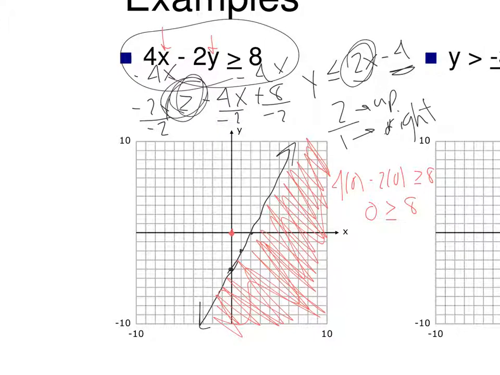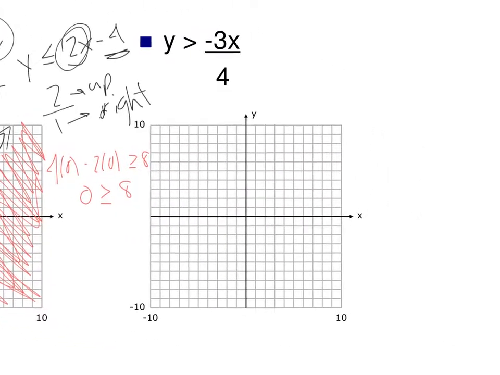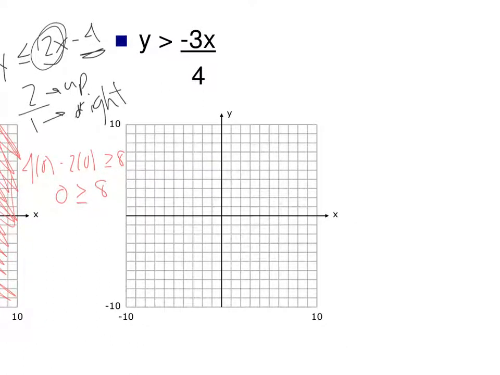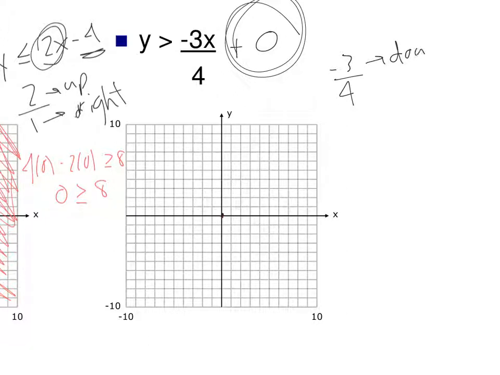All right, so moving on to the next one. Let me scroll over here. We have y is greater than negative 3x over 4. The very first thing, this is already in y-intercept form. This one's going to start at 0. Let me get back to my black pen. It starts at 0 because I have no y-intercept out here, so I assume that it's plus 0. So with a slope of negative 3/4, I go down 3 and to the right 4. So 1, 2, 3, 1, 2, 3, 4. And then I draw my line.